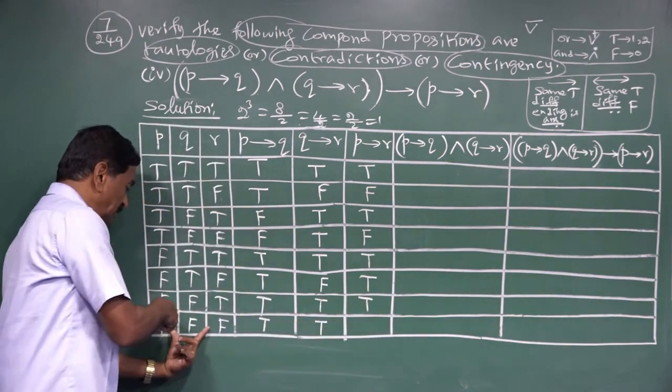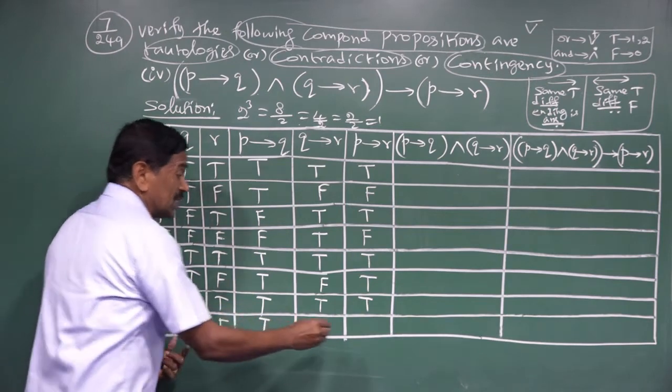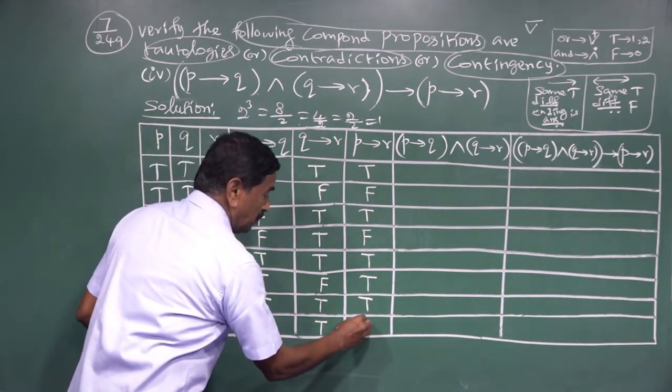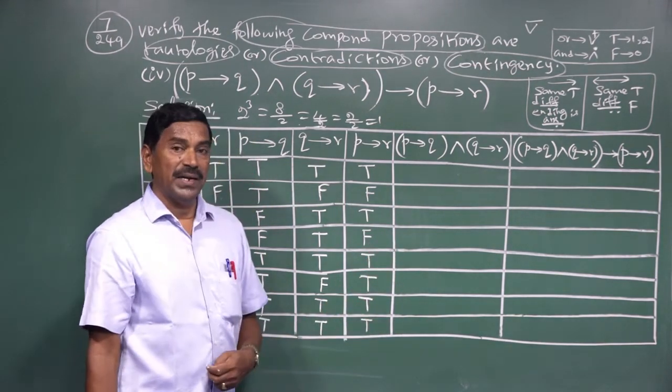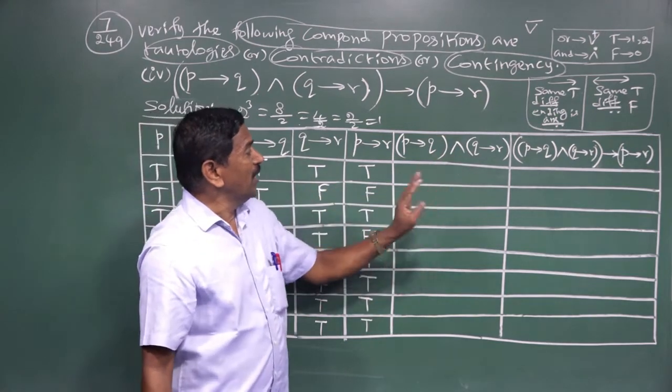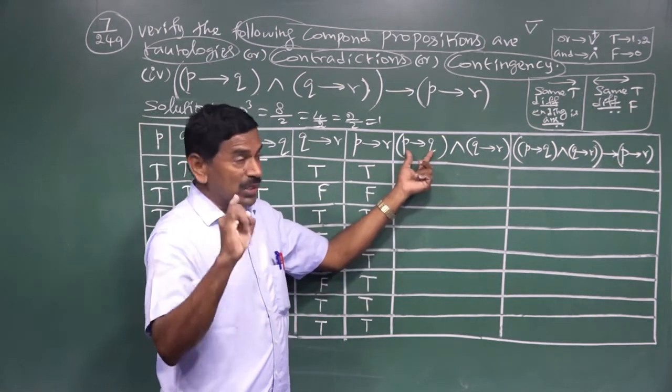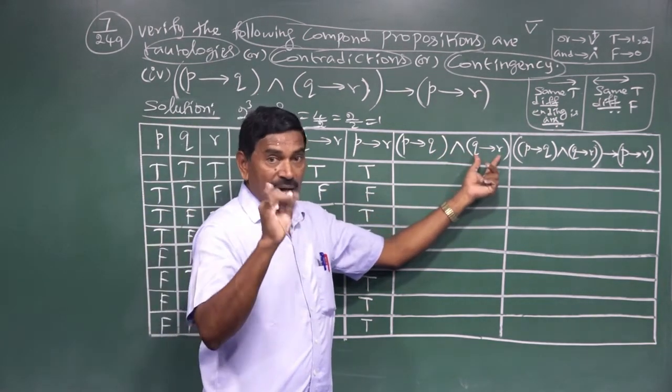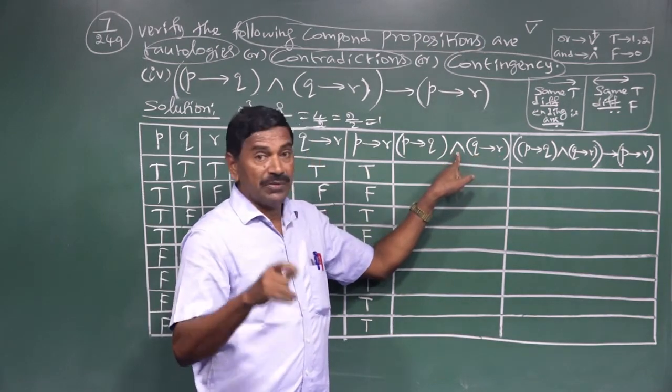Next, the last one. FF same means true is the answer. Same means true is the answer. Completed. Come to here. The first moon bracket is one statement, the second moon bracket is the other statement, and the middle relation is what we want to consider.